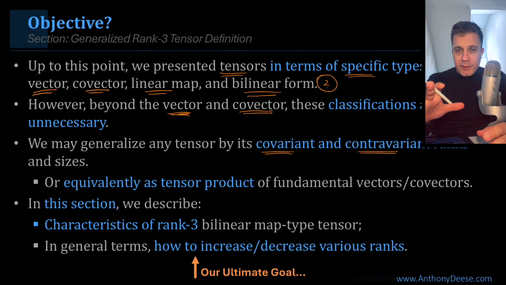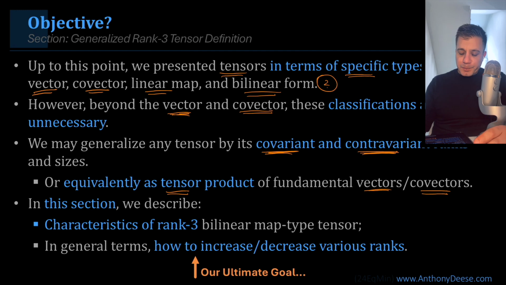Now we're going to have some drawings in a second that's going to explain what that means, so don't get put off by the language. And then equivalently, we can describe any tensor as the product of fundamental vectors and covectors, and this relates directly to the contravariant and the covariant ranks.